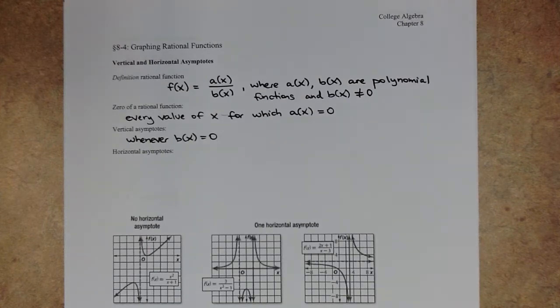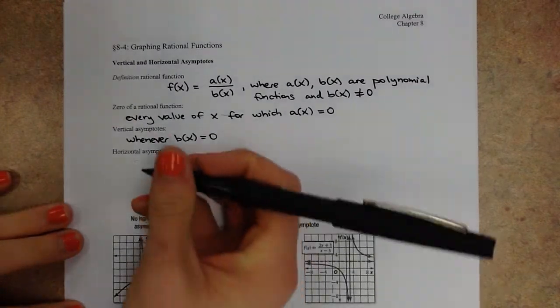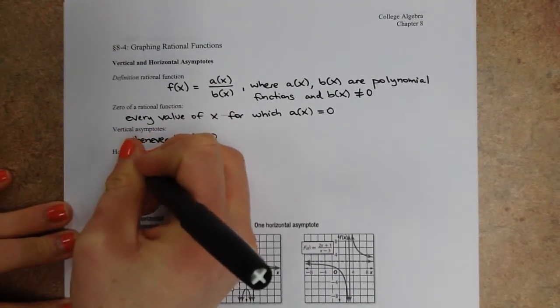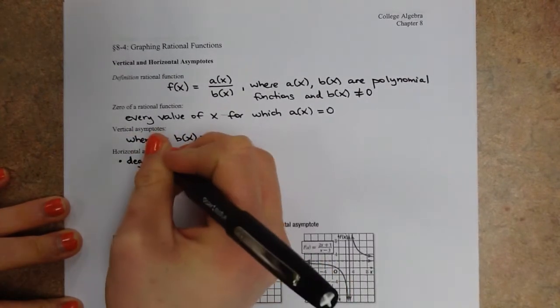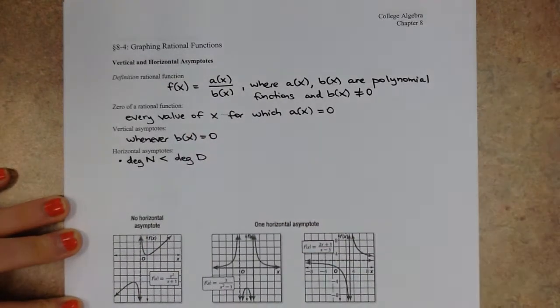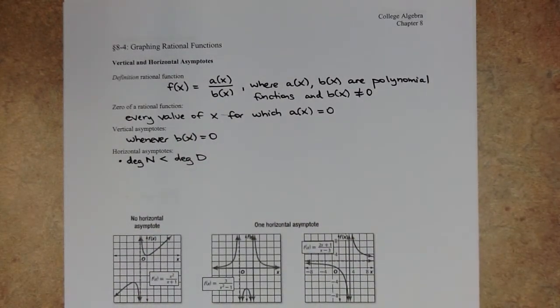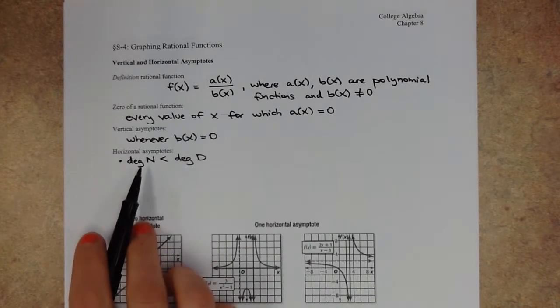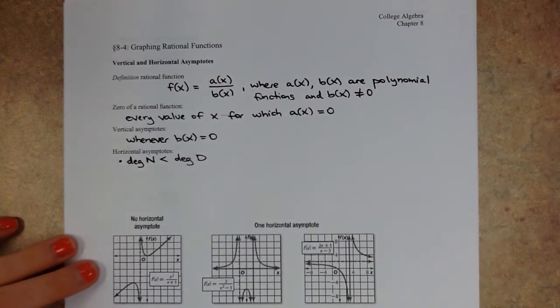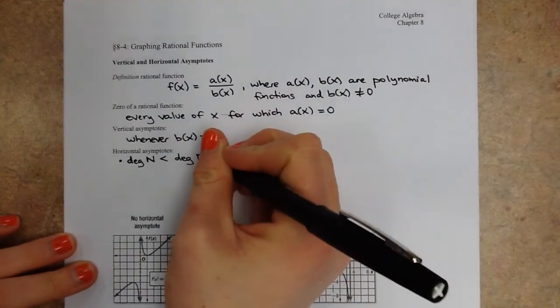All right, so let's start. The first rule, I'm going to do in some shorthand here. Let's say the degree of the numerator is less than the degree of the denominator. Remember, the degree is the largest power. So if you have an x squared plus 2, the degree is 2 because of the x squared, that second power. If you have a smaller degree in the numerator than in the denominator, your horizontal asymptote is just going to be 0.